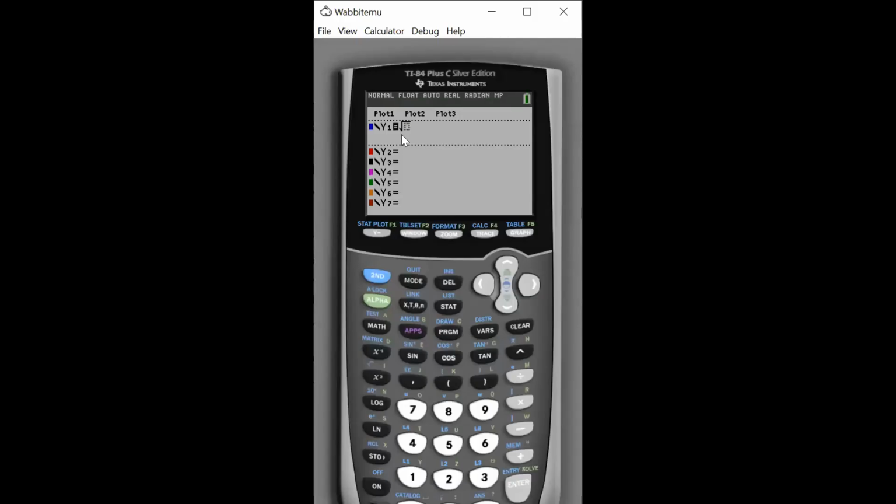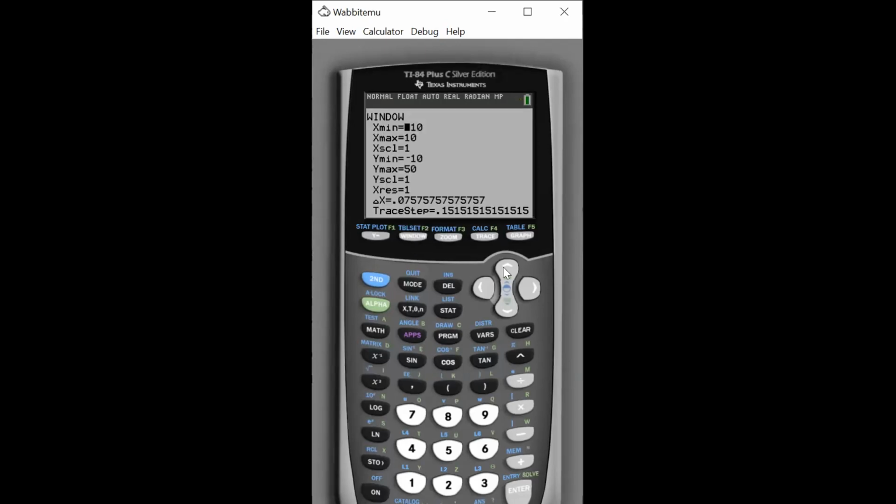And once you have the square root button, you just type in x, which is right there. And then graph, which is this button right here. So I'm just going to type that button. And if you look at your graph, my graph, the window's a little bit off.